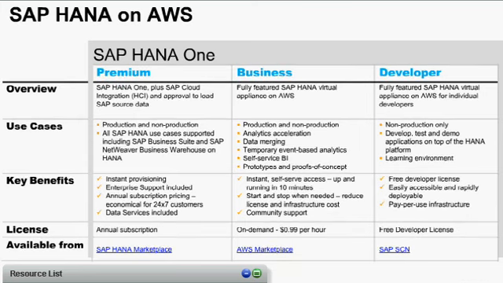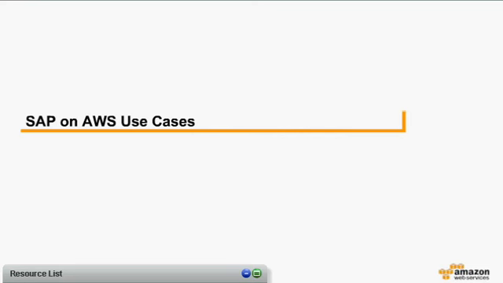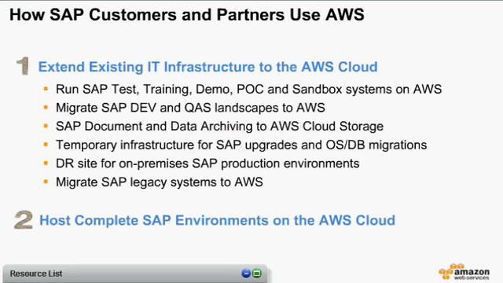So let's talk a little bit about some of the use cases that we're seeing people use SAP on AWS for. Customers and partners alike use AWS for SAP environments. They can extend their existing IT infrastructure, the on-premise data center, into the cloud using our technology called Virtual Private Cloud. We see a lot of people running SAP test, dev, demo environments.